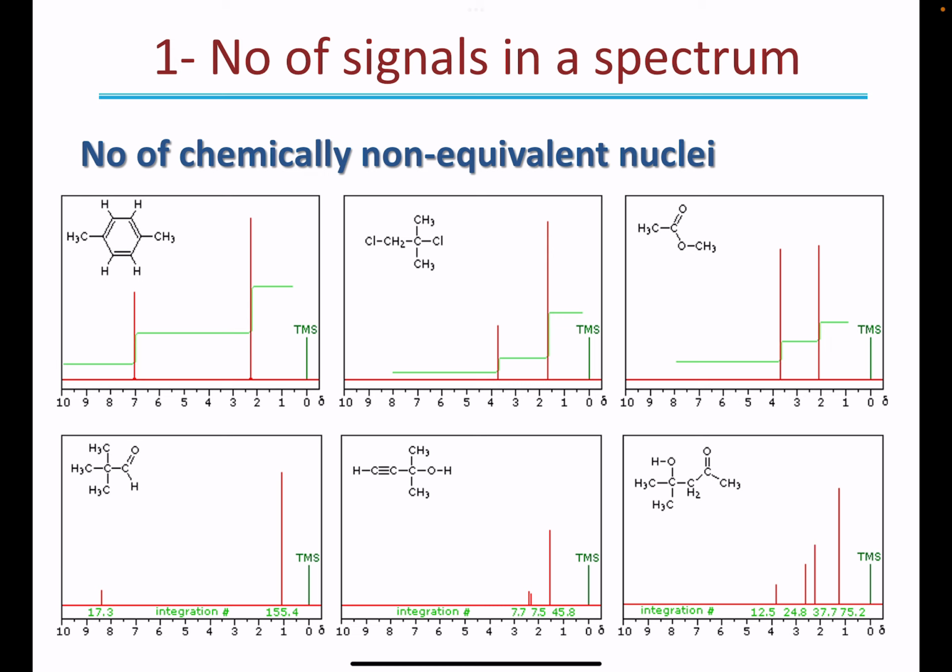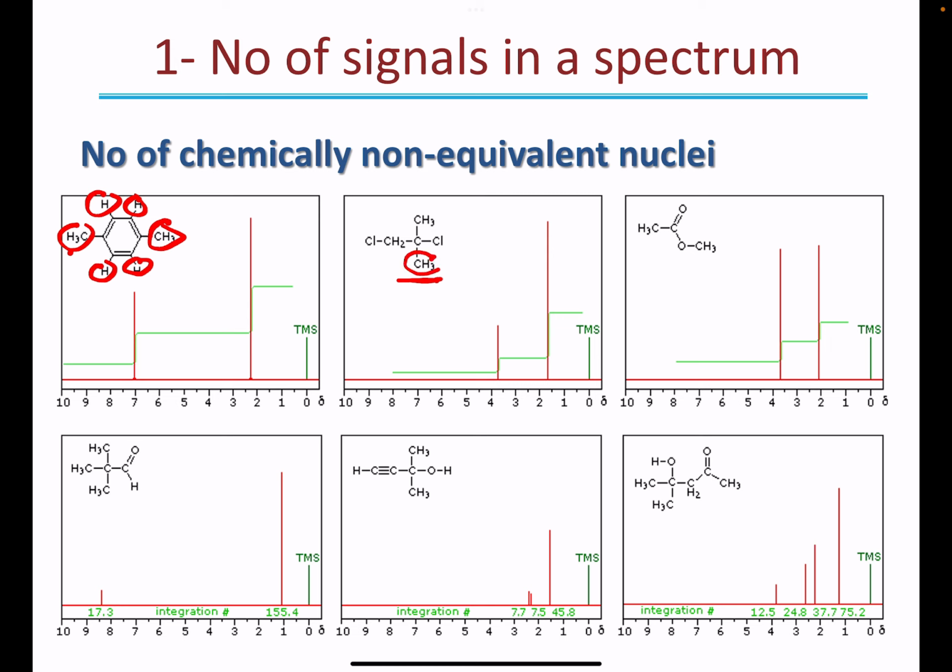So let's have some examples. If you have a compound like this one here, with the benzene ring and two methyl groups, you would expect to have only two different signals. The first one will come from the 6 protons from the two methyl groups, because they have exactly the same surroundings, so they will all give the same signal. And then the 4 protons on the benzene ring will have the second signal, so you will only have two signals.